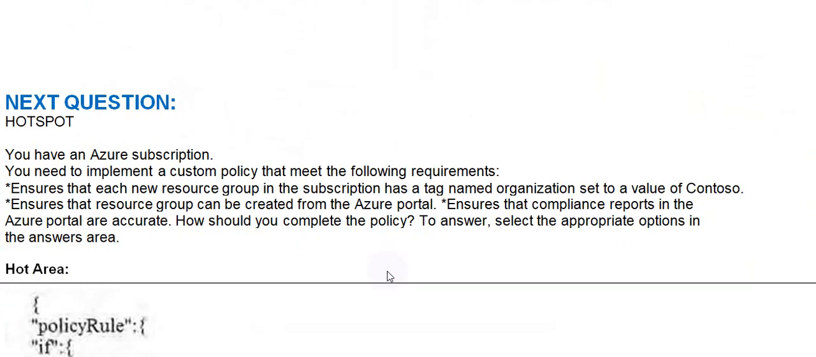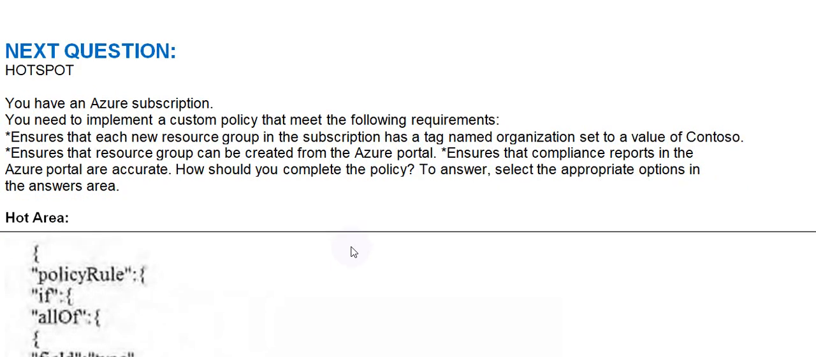Moving to our next question. You have an Azure subscription. You need to implement a custom policy that meets the following requirements. Ensures that each new resource group in the subscription has a tag named organization set to the value of contoso. Ensures that resource groups can be created from the Azure portal. Ensures that compliance reports in the Azure portal are accurate.